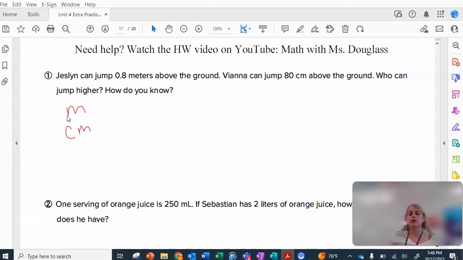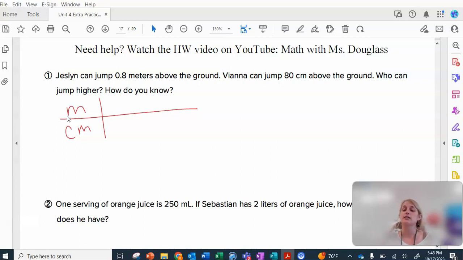So you need to choose, and it does not matter, you can choose either one. Are you comparing them both in meter form, or are you comparing them both in centimeter form? Literally, you could toss a coin and choose. You'll get the same answer both ways. They just both need to be the same units.